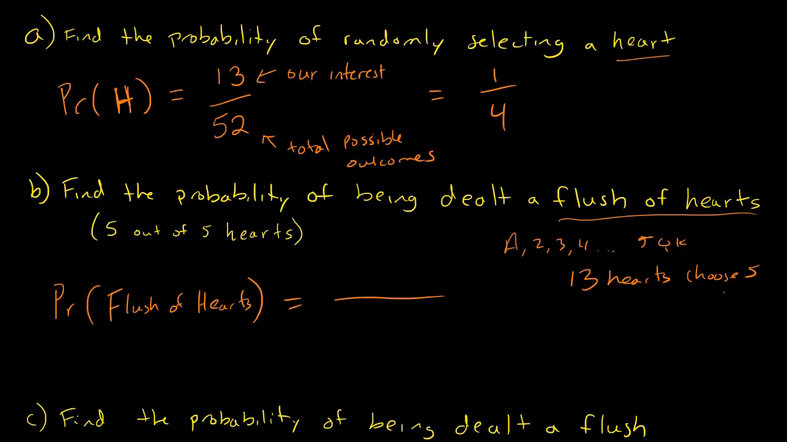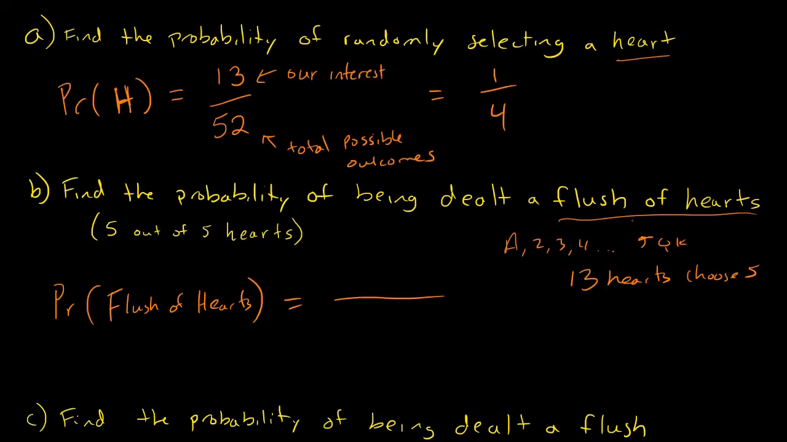That makes us think, do we need to use a combination or a permutation to count the number of ways that we can have 13 cards and choose 5? Which one is it? Remember, in a permutation, order or position matters. And in combinations, order does not matter.